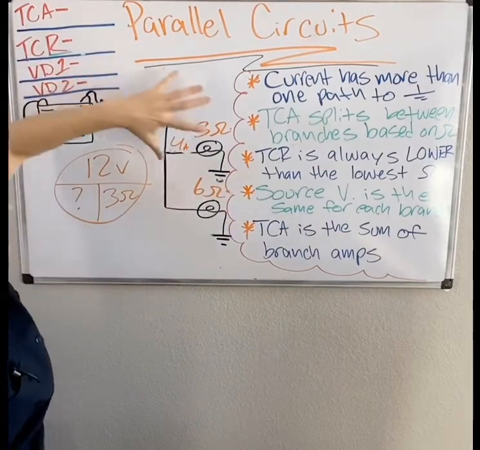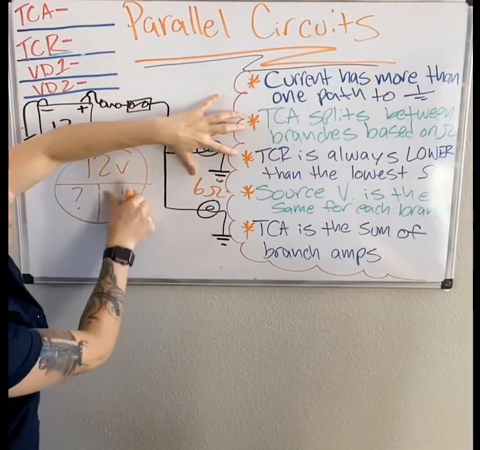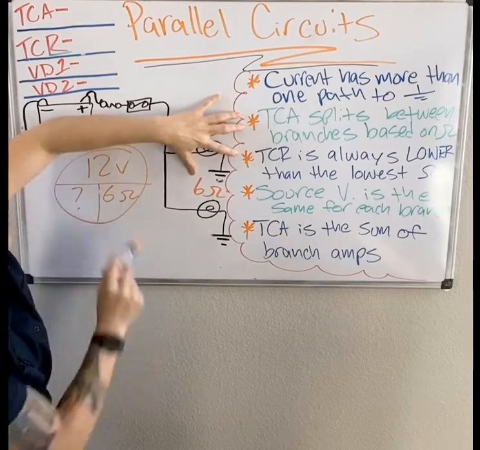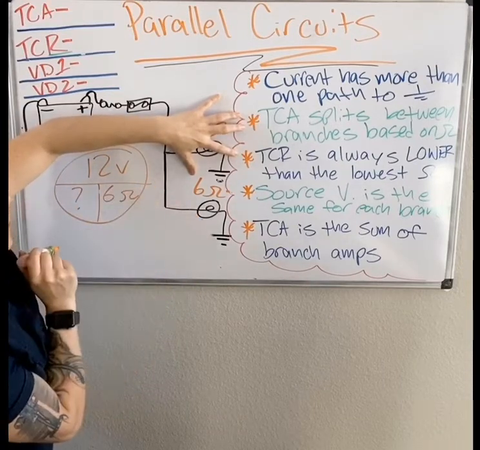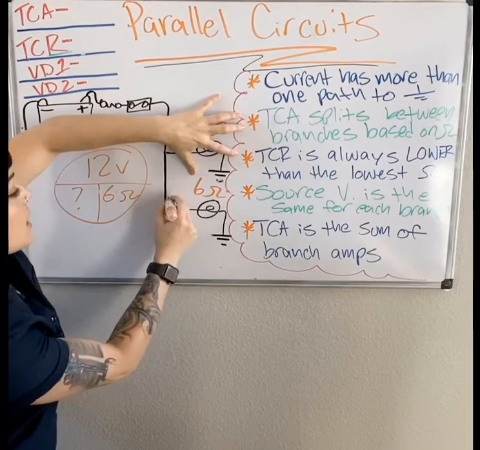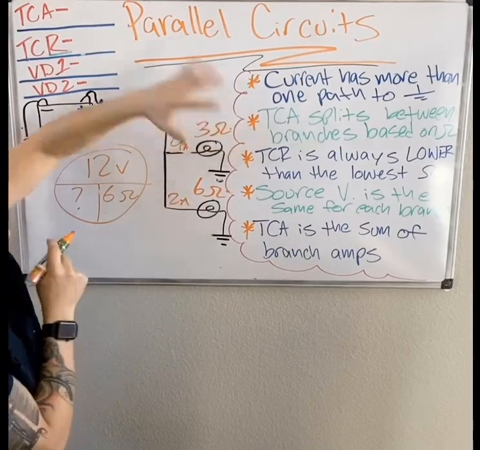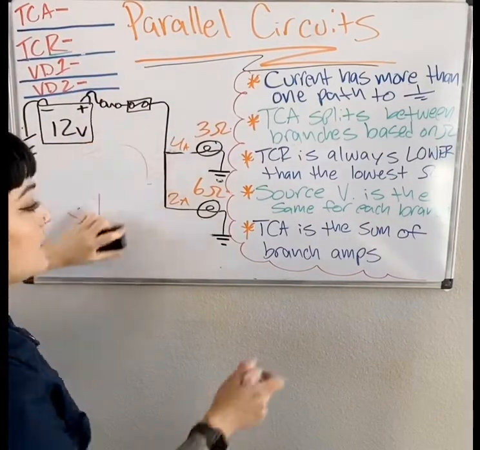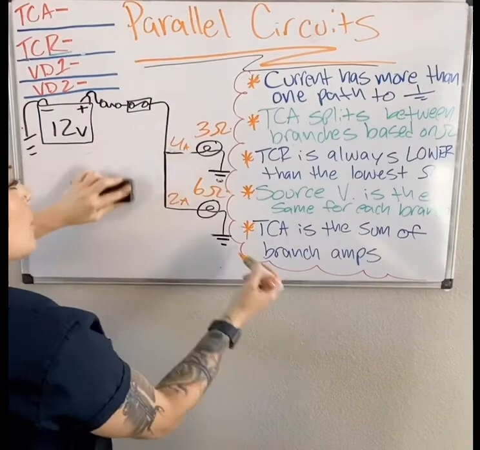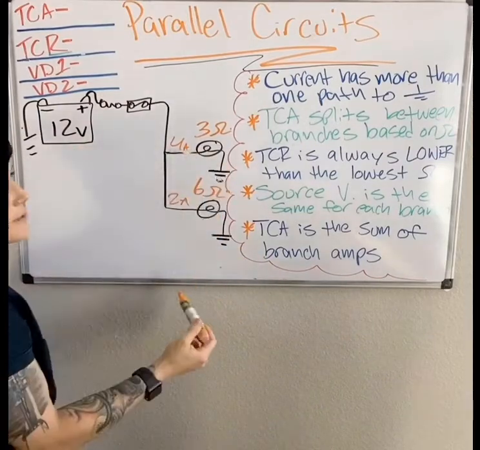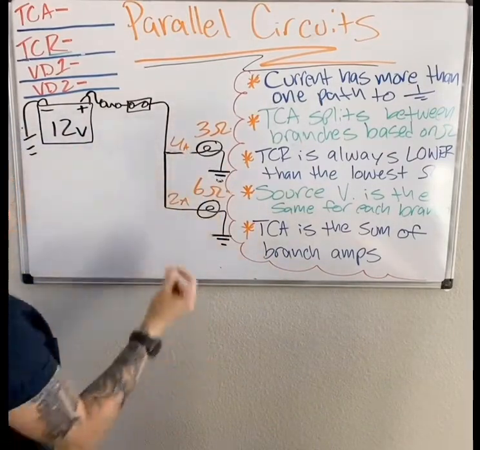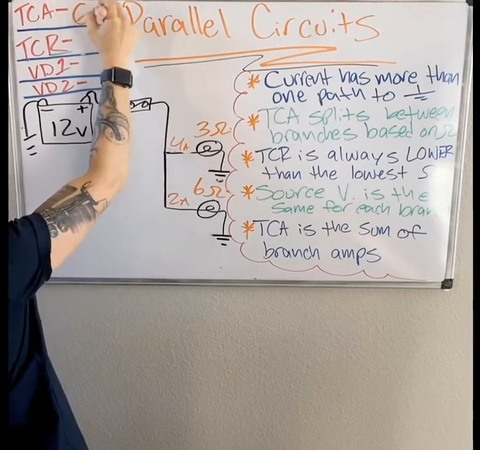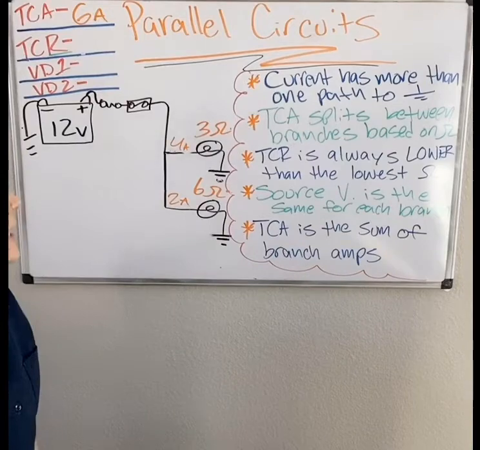Now, same thing down here, our bottom branch instead has a 6 ohm bulb, but we still have 12 volts coming straight in. So we take 12 divided by 6. That is going to give us 2 amps in that branch. And again, TCA is the sum of branch amps. So all we have to do is add 4 amps from that branch and 2 amps from that branch, and that will give us a total current of 6 amps in our circuit.